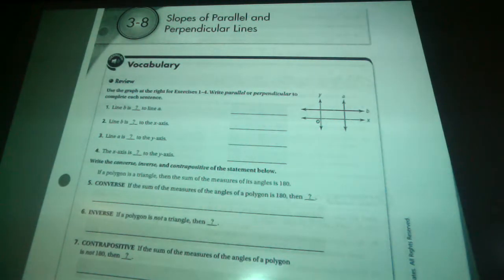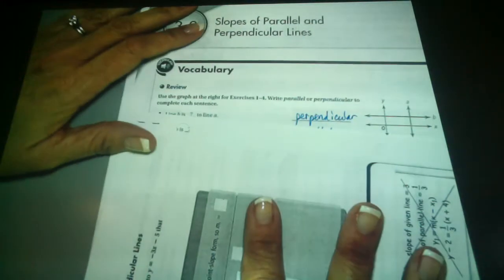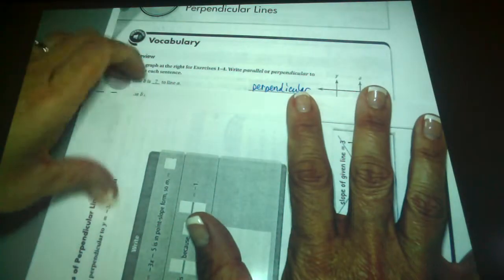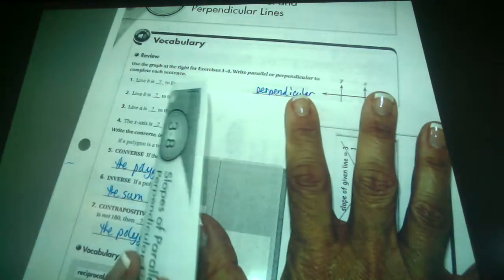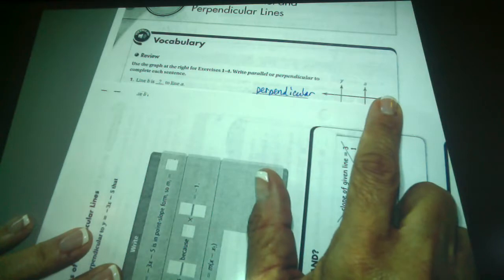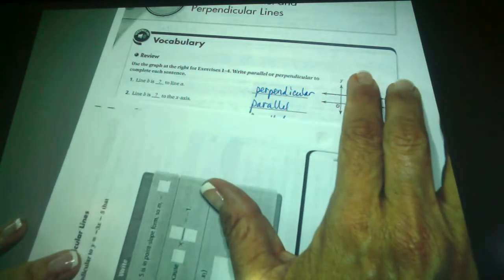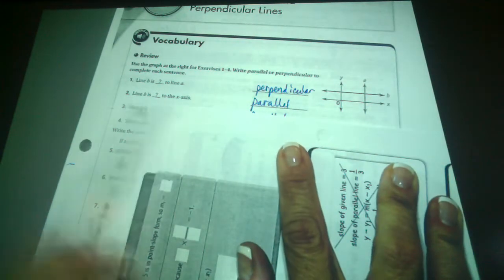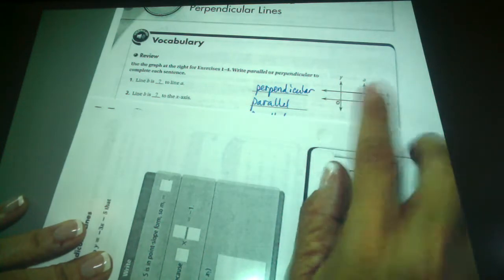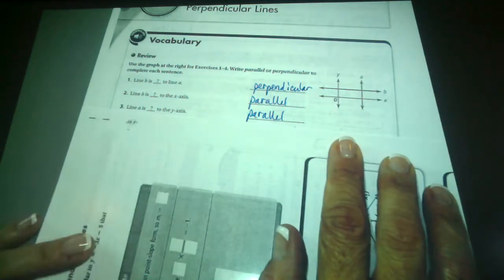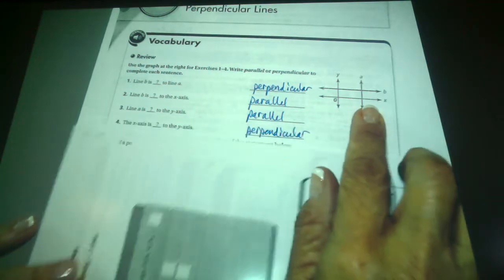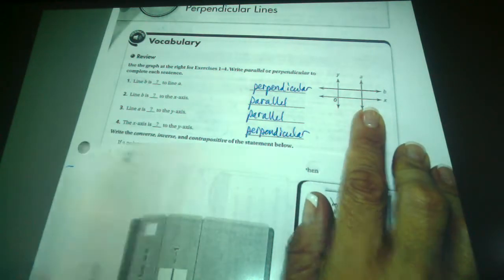Line B is what to line A? What did you say? Perpendicular is correct. And then what about line B is what to the x-axis? It is parallel. And then line A is what to the y-axis? Parallel also. And then the x-axis to the y-axis? Perpendicular. Very good.